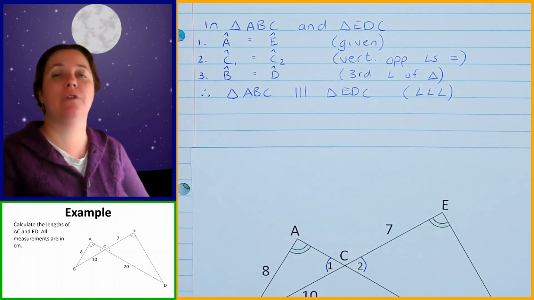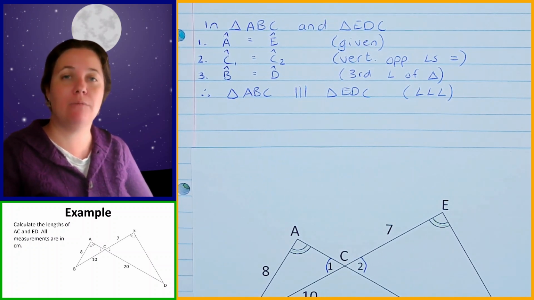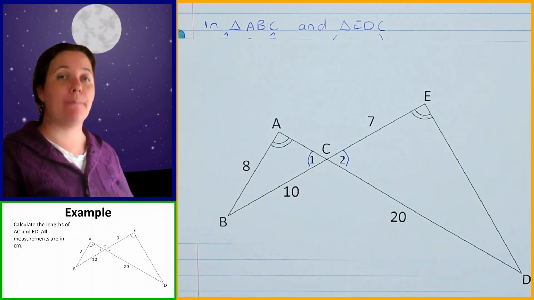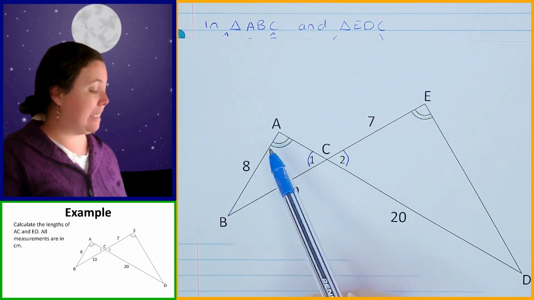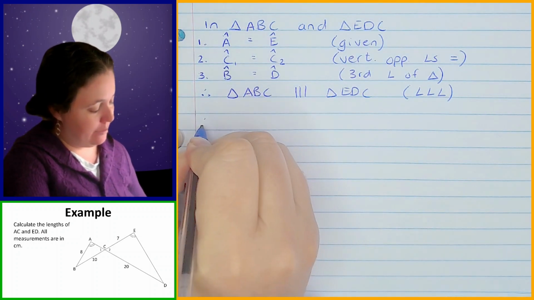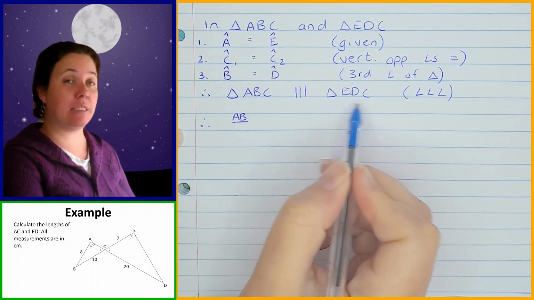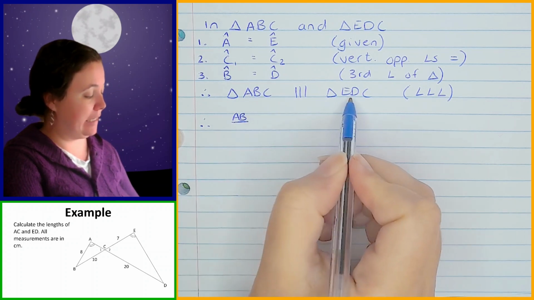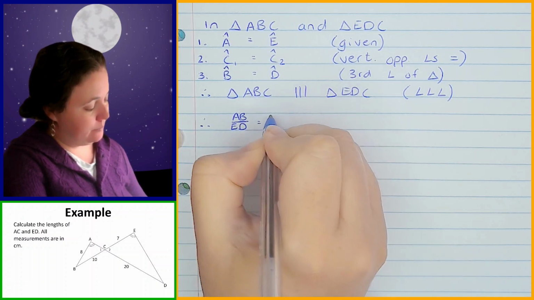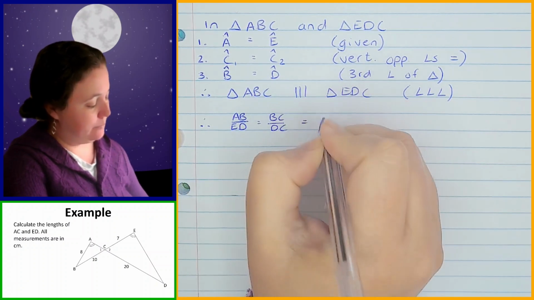Now, just like when we're proving the two triangles are congruent, once you've done the proof, you can then use the fact that they're similar to draw conclusions. So because these triangles are similar, it means that their sides must be in proportion. So that means I can now say that AB, so therefore AB over, so this is where it's useful to make sure that they're in the correct order, because now I can say AB over ED is equal to BC over DC is equal to AC over EC.